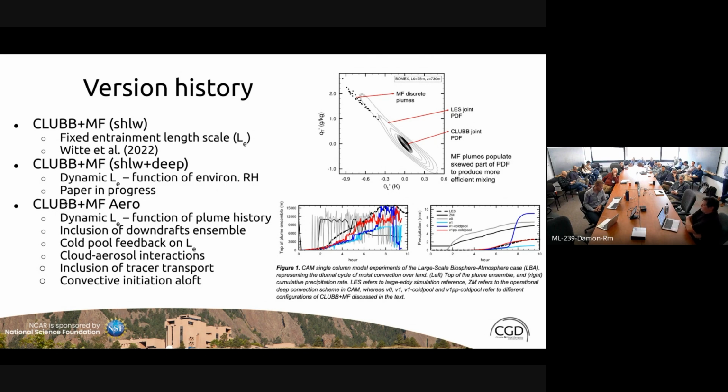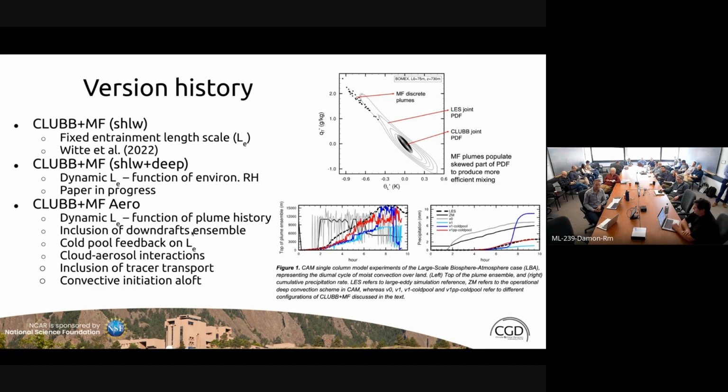The latest version that I've been putting together is called ClubMF Aero, and it has lots of enhancements over the previous version of ClubMF. I've developed a dynamic entrainment length scale calculation that's primarily a function of the plume's history, mainly the plume height at previous time steps. We've included downdrafts, an explicit downdraft ensemble, to provide some downdraft physics such as rain evaporation. I should say rain evaporation is what drives downdrafts.